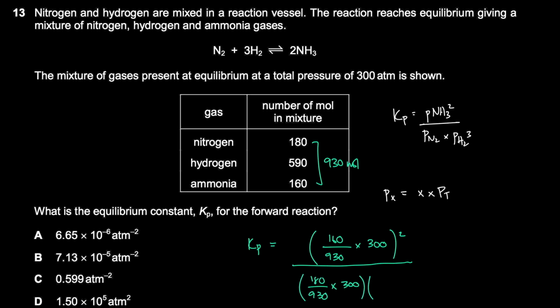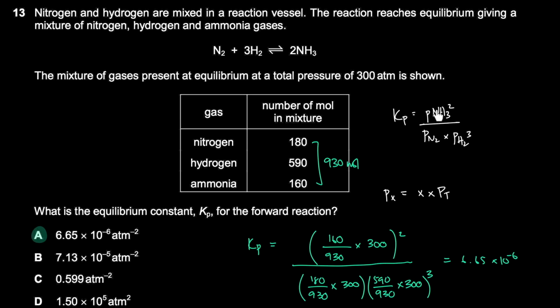And then for hydrogen, we have the moles of hydrogen divided by the total moles. That's the mole fraction. So 590 divided by 930 times the total pressure, the whole thing cubed. Partial pressure of nitrogen times partial pressure of hydrogen cubed. And this gives you the value of Kp as 6.65 into 10 to the power of minus 6. So the answer is A.